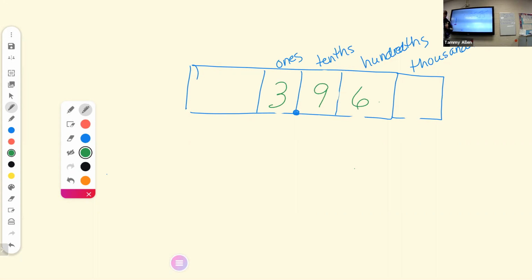3 and 96 hundredths. We're going to round to the nearest tenth. What does the 6 tell us to do to the 9? Round up. If I add 1 to the 9, it becomes what? 10. I'm going to have to carry over here, so now the 3 becomes a 4, but I drop the 6. So it would be 4 and 0 tenths.